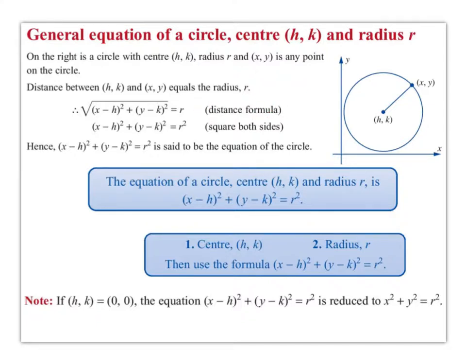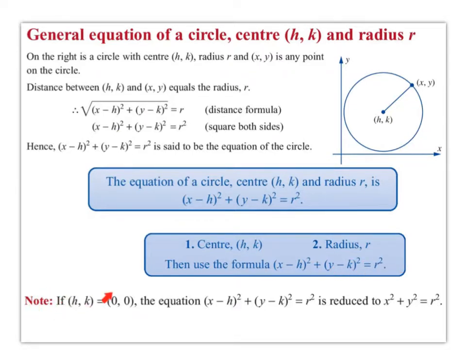Squaring both sides to get rid of the root on the left gives us (x - h) squared plus (y - k) squared equals r squared. Hence, (x - h) squared plus (y - k) squared equals r squared is said to be the equation of the circle. So the equation of a circle with centre (h, k) and radius r is (x - h) squared plus (y - k) squared equals r squared. This is the equation of a circle for a centre that's not (0, 0).